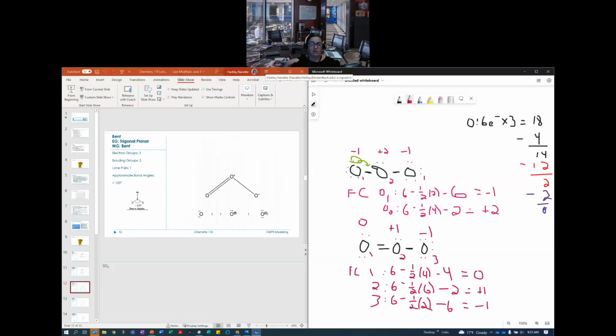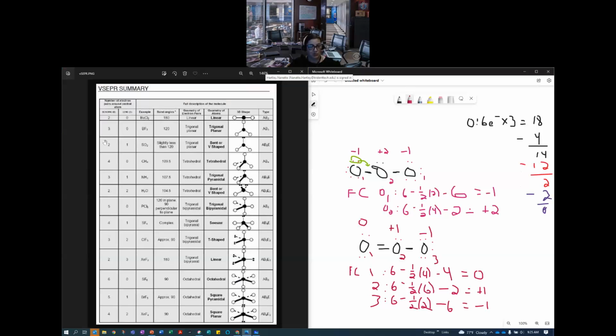then that would require oxygen to have more than an octet. Oxygen being the second row, he does not have d orbitals that we can work with to expand his octet. So there's no way that we can make another double bond for that particular oxygen. So it's just not possible for us to do that. So this is a structure that we're looking at. That means that my central atom has 2 sets of bonding pairs and 1 set of non-bonding pairs. So 2 bonding, 1 non-bonding, SO2, okay, is an example, and that's bent or V-shaped, okay?